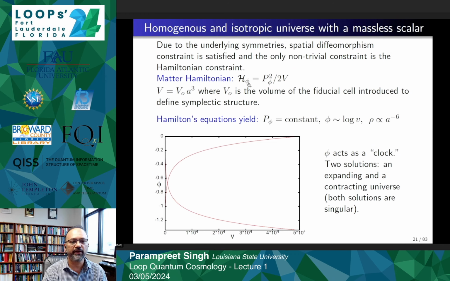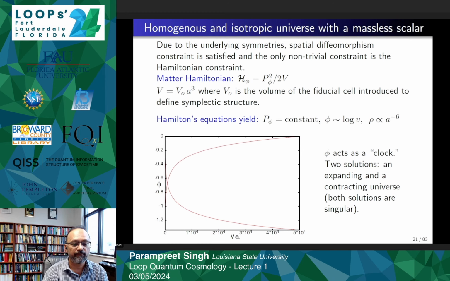The matter Hamiltonian H_phi can be written as p_phi squared by 2V, where V is the physical volume of the universe, which is given by the fiducial volume times a cubed. Using this Hamiltonian, you can look at Hamilton's equations, which will give you p_phi equal to constant, phi going as log of V, and rho going as a to the power -6. There are two solutions from these Hamilton's equations in GR.